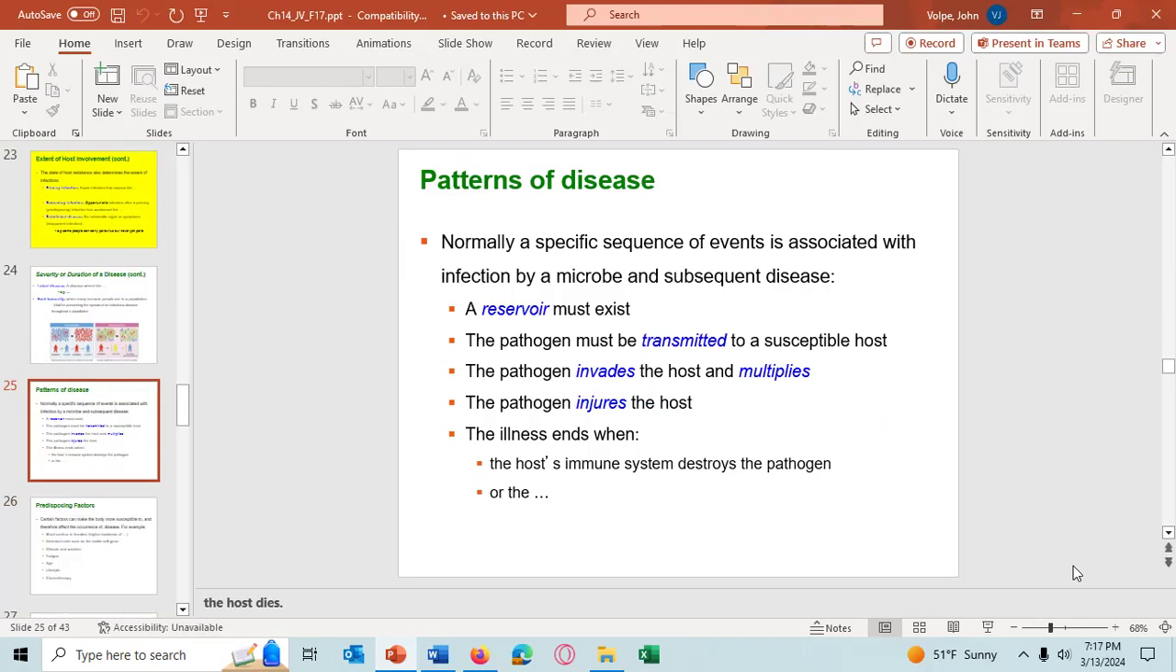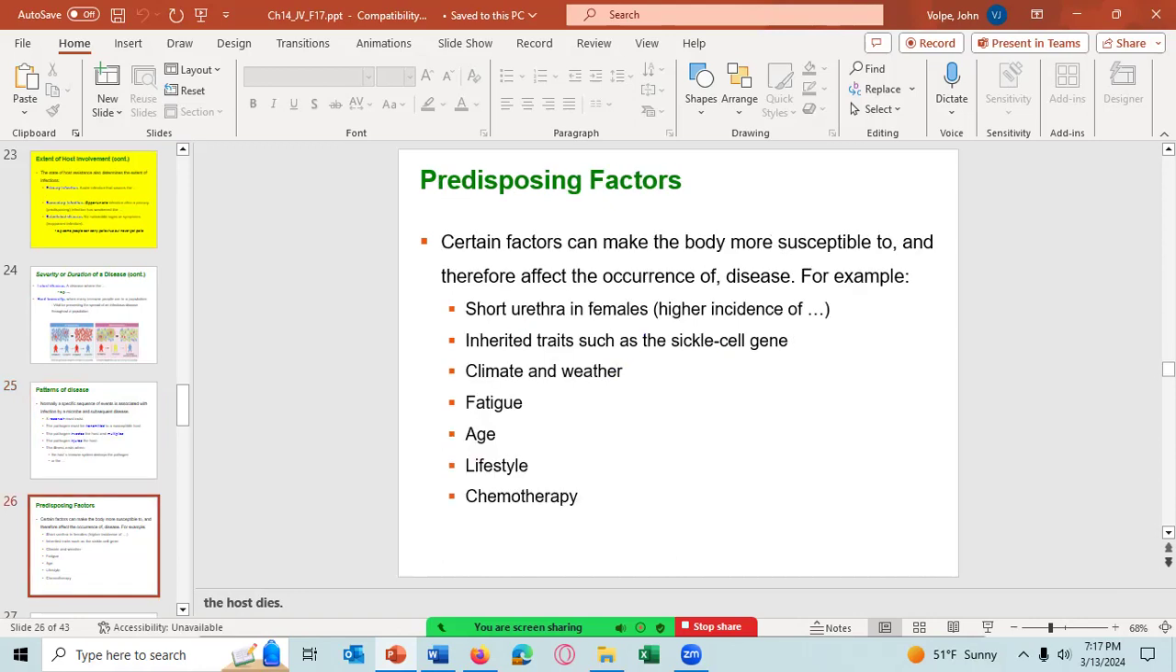The illness will then end when A, the host immune system destroys the pathogen, B, the pathogen kills the host, or C, I guess the pathogen could establish a plateau where the pathogen is persisting for a long period of time. An example would be cytomegalovirus. You should know about the predisposing factors, making it more susceptible to getting a disease.